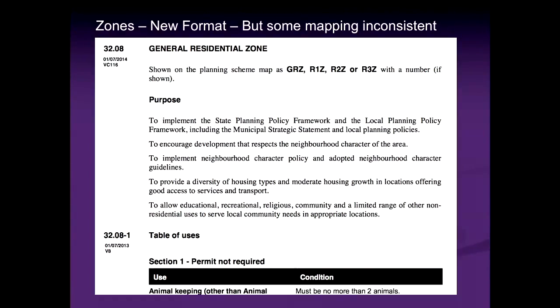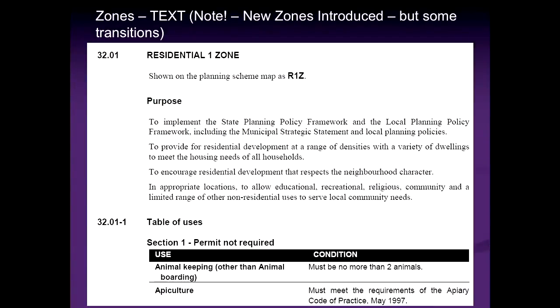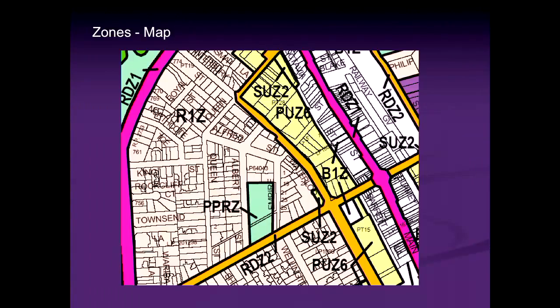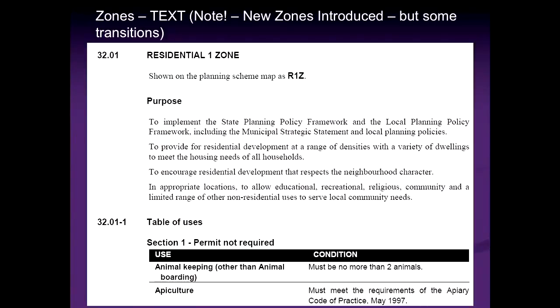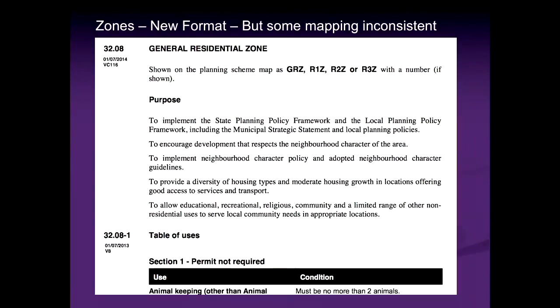Okay, and I beg your pardon. It's residential one zone. That zone is actually redundant now, but you'll still find lots of maps with R1Z written on it because we've introduced some different zones. So now we call that the general residential zone, but you'll see they write here, it might be shown on the map as GRZ, R1Z, R2, etc. So again, it's a bit of a pain. The planning system has lots of these little things. So part of using the planning system is often just working your way through things and carefully thinking about what it might mean and making the links.